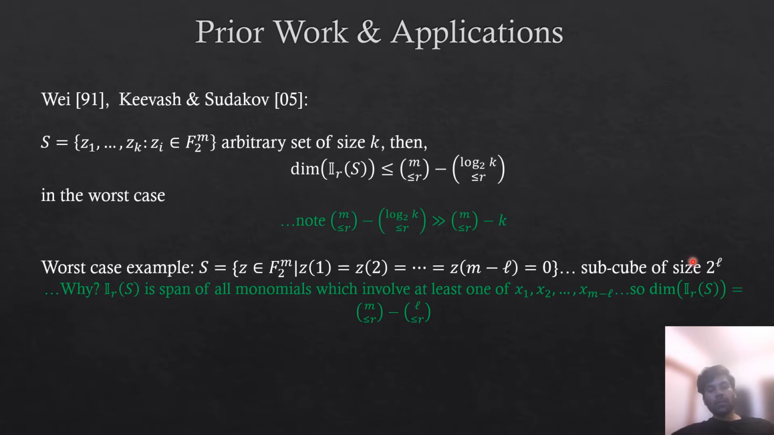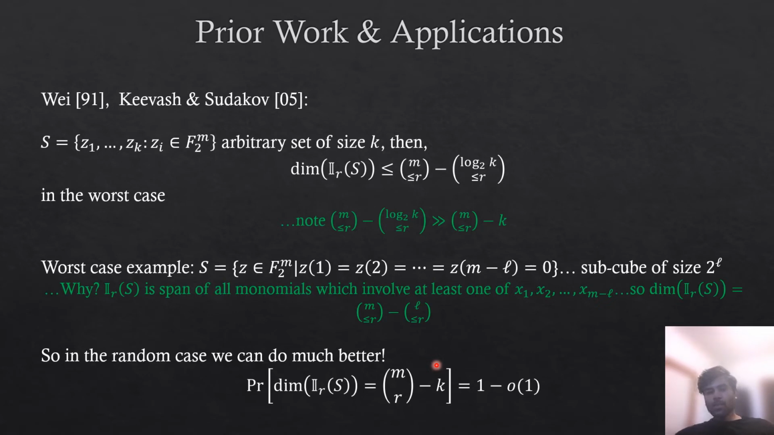This is exactly the span of all monomials which involve at least one of the first m minus L variables. And the dimension is hence just m choose less than or equal to R, which is the total number of monomials minus all those monomials which do not involve any of the first m minus L variables, which is L choose less than or equal to R, which exactly matches the bound. So essentially in the random case you get a much more drastic reduction in the dimension, and this happens with high probability.